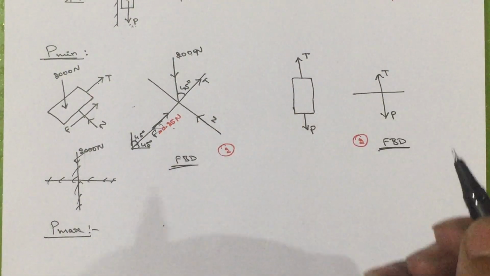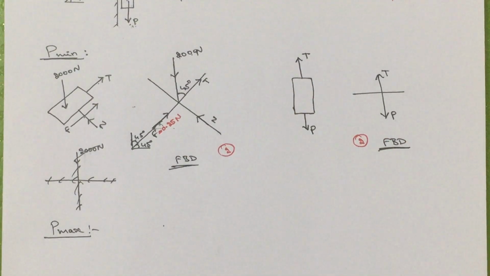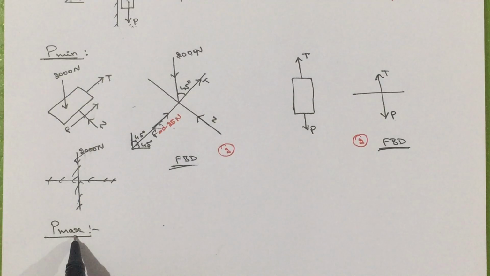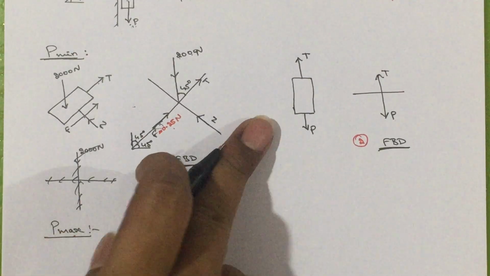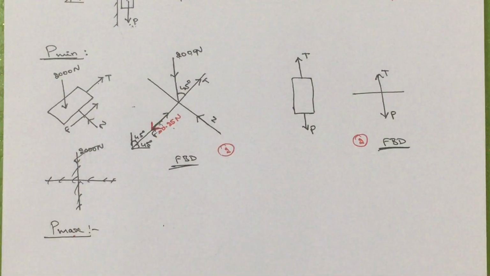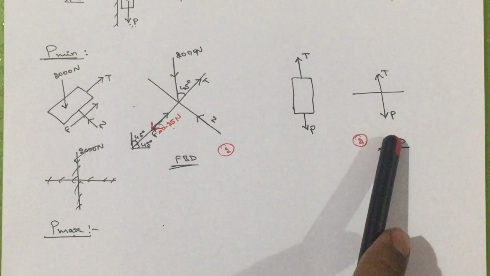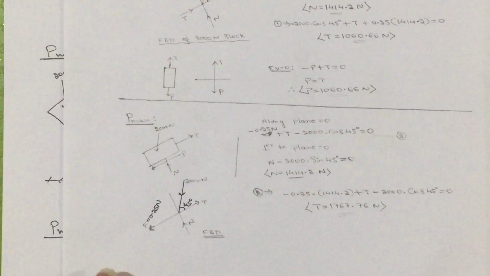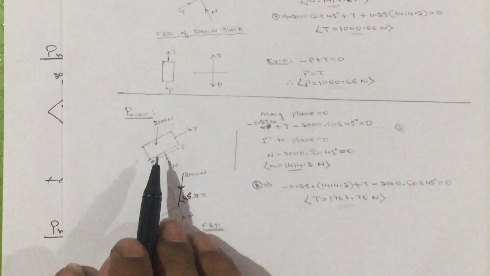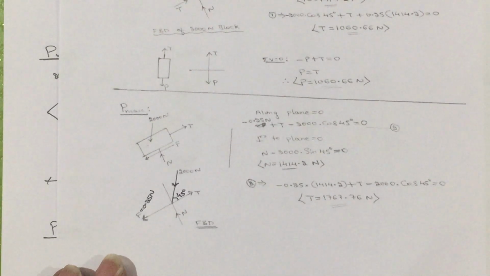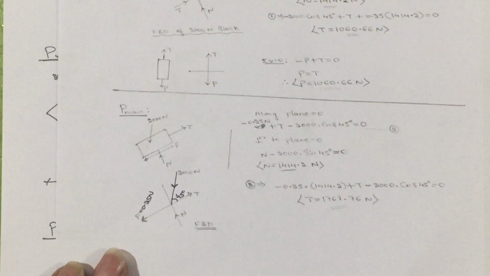Wherever friction is there, that direction is going to change. Since in the case of P maximum the body is going to move upward, the friction is going to act downward. That's all. This free body diagram and this free body diagram remain the same. I have written the same free body diagram, but the F direction will change, because the friction will act opposite to the motion.